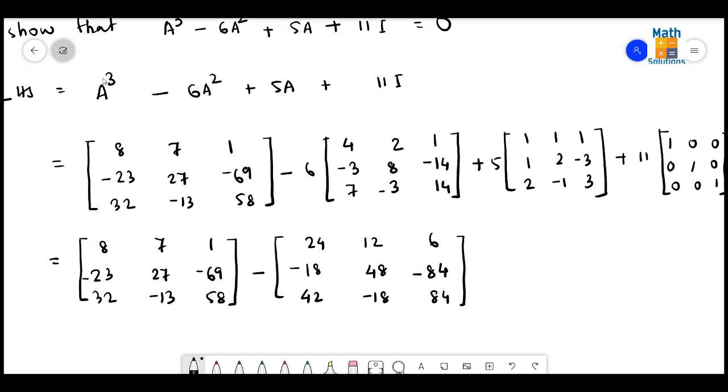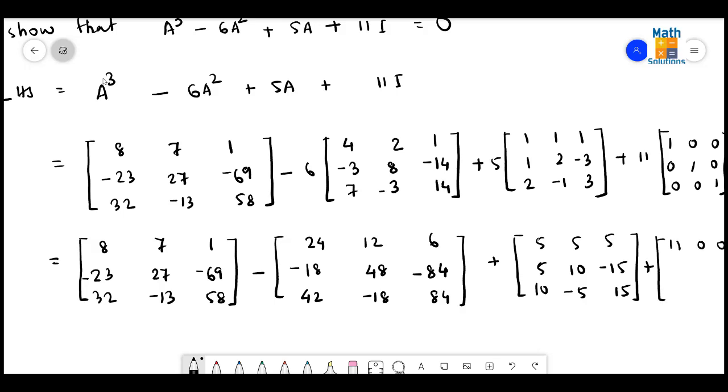After that, plus 5, 5, 5. After scalar multiplication of this matrix by 5, I got this result: 5, minus 15, then 10, then minus 5, then again 15, plus here I get 11 0 0 0 11 0 0 0 11.